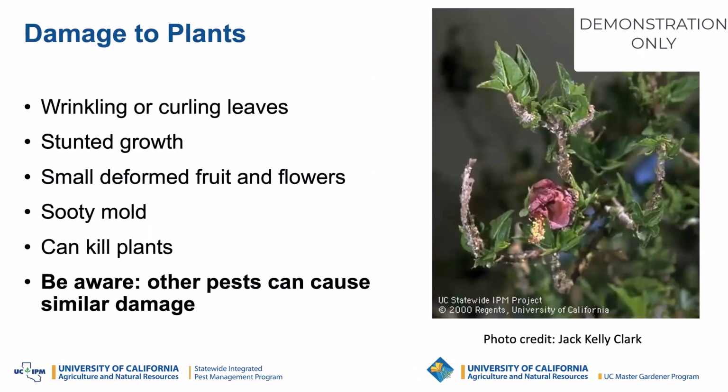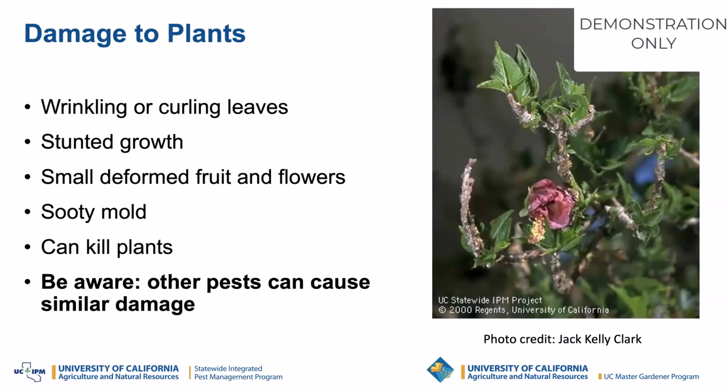The most common damage from this pest is wrinkling or curling leaves, especially on new growth. Other symptoms include stunted growth and small, deformed fruit and flowers. PHM is also associated with the growth of sooty mold, a fungus that further weakens the plant. In large numbers, pink hibiscus mealybugs can kill plants.